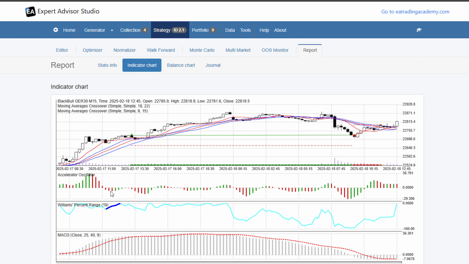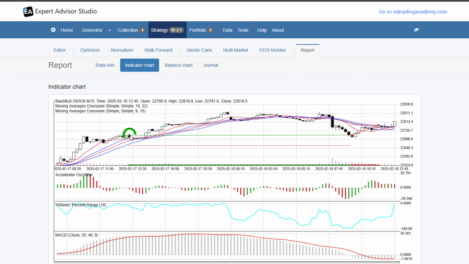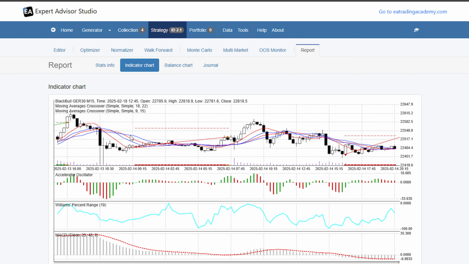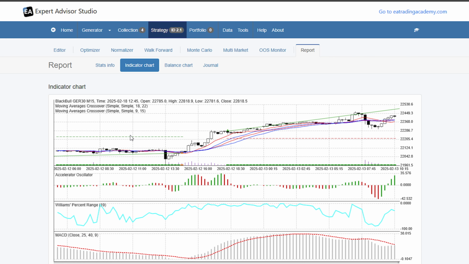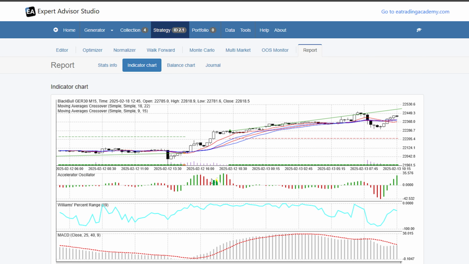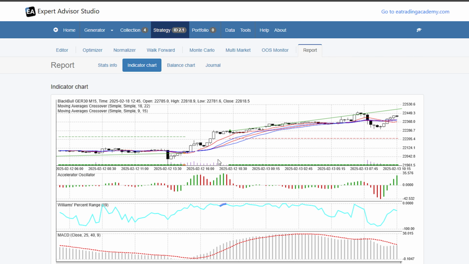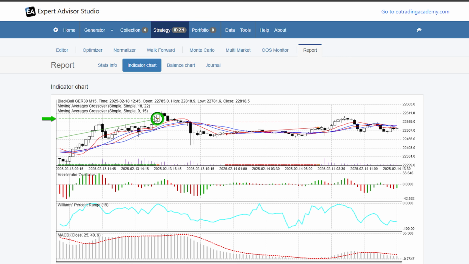And right in here, once we have these green bars from the accelerator oscillator and they turn into red, we have a long trade. And I'll hold control with left arrow and I will search for another long trade. So right in here, you can see that we have this change of the accelerator oscillator from green to red. The Williams percent range rises, all of the moving averages are in the right order, and we have a long trade that closed with the take profit.